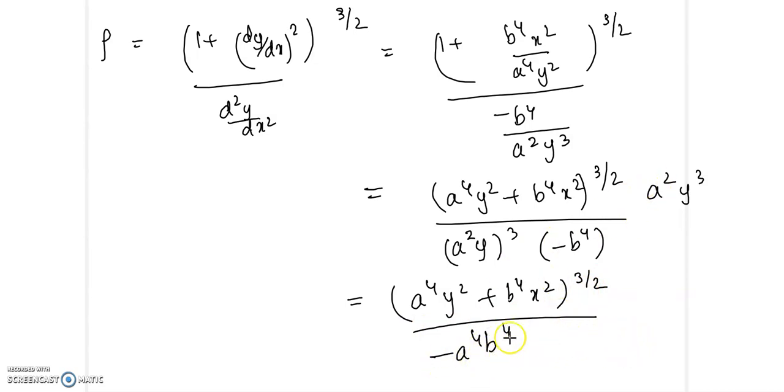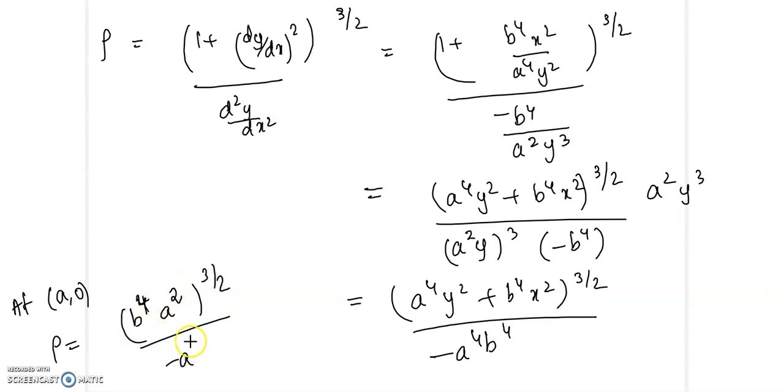So we need it at (a, 0), since one end of the major axis is (a, 0). At (a, 0), y is 0. So rho will be equal to b raised to 4 a square, whole power 3 by 2, by minus a raised to 4 b raised to 4.